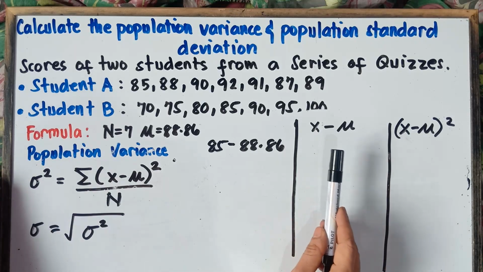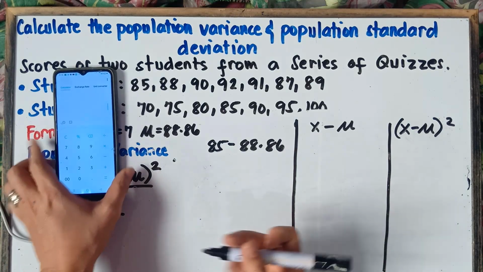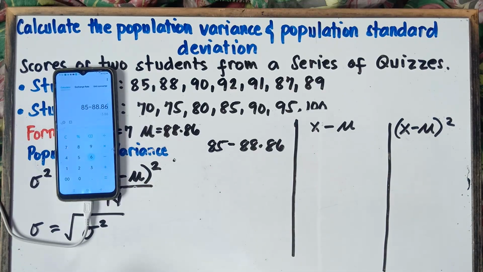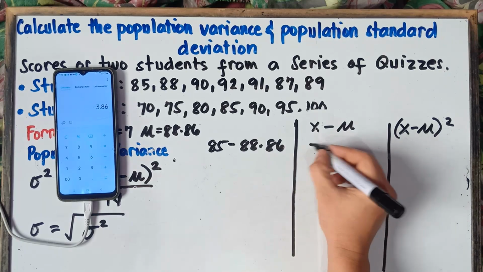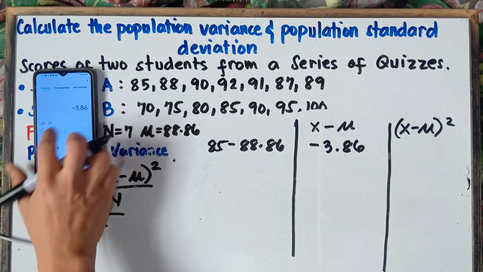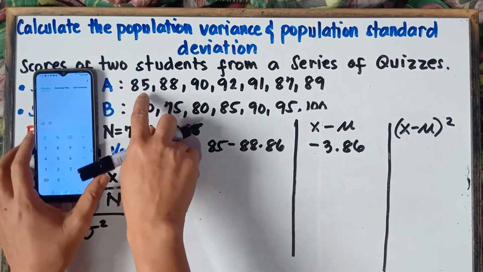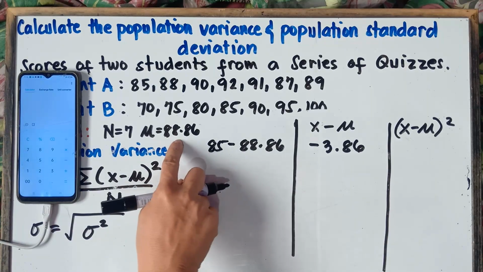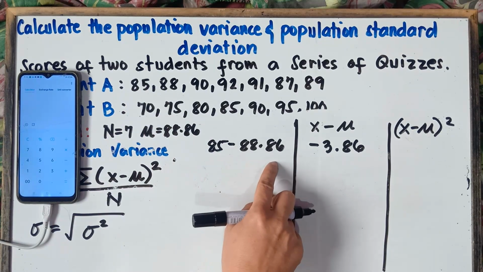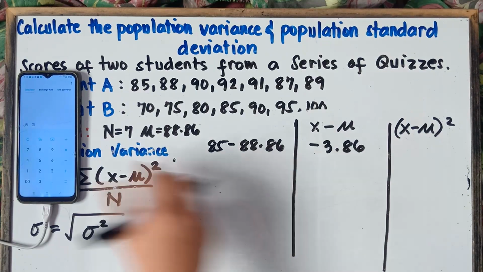The sample minus the population mean. Let's do it step by step, class. 85 minus 88.86 is equal to negative 3.86. Once again, 85, the sample, minus the population mean, 88.86, that would be negative 3.86.